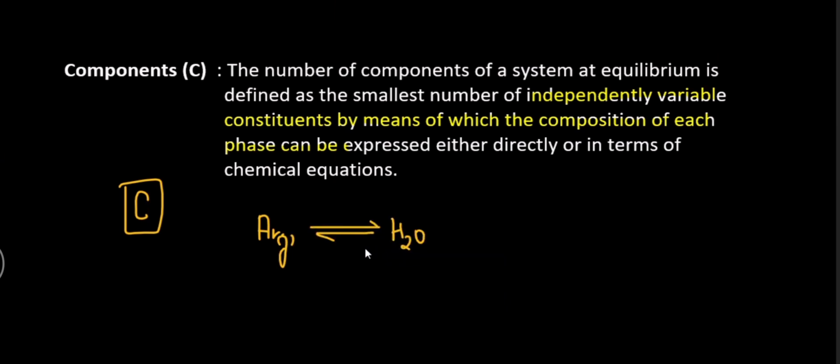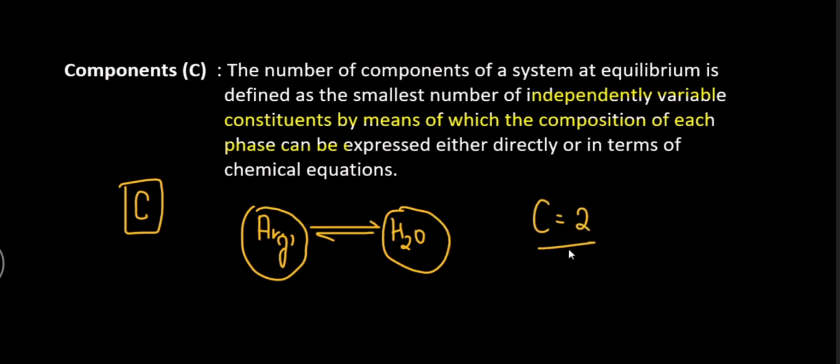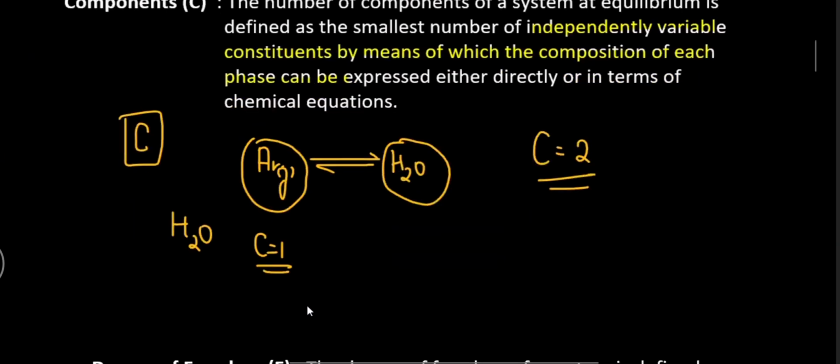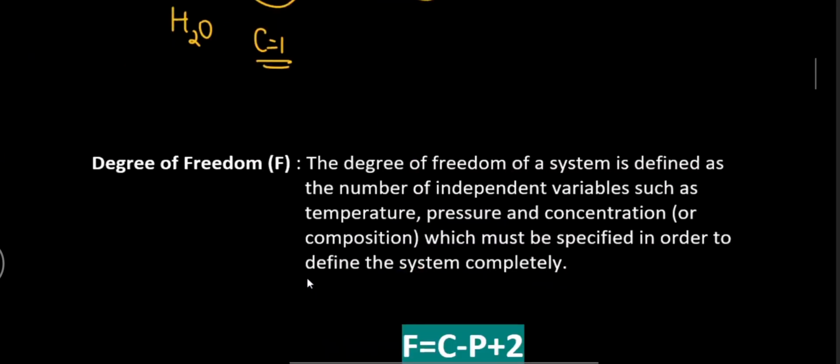So, how many constituents can you see? You can see one argon gas and you can see water, right? Other than that, nothing. So, the number of components would be two. If I'm considering only water, then in this case, the number of components would be 1. We will be looking at a lot of examples with which your concepts would be clear.